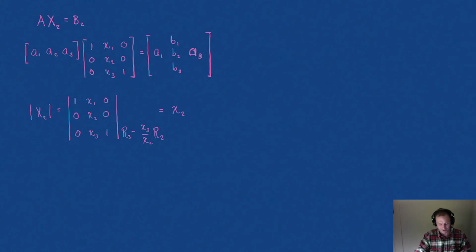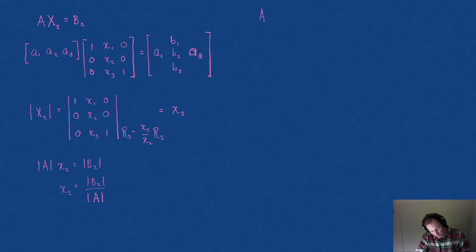the second component of x. Repeating the process, we have the determinant of A times x2 is equal to the determinant of B2. So you can say that x2 is equal to the determinant of B2 divided by the determinant of A. There it is. And just to show you, the last setup is going to be A, x3, B3, where A is the same matrix: A1, A2, A3. X3 now means we put the vector x in the third column.